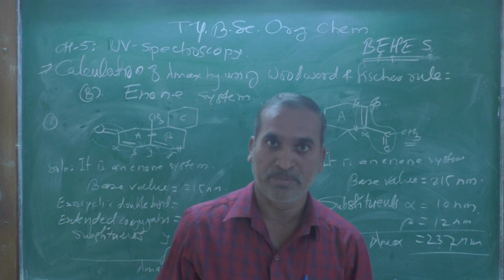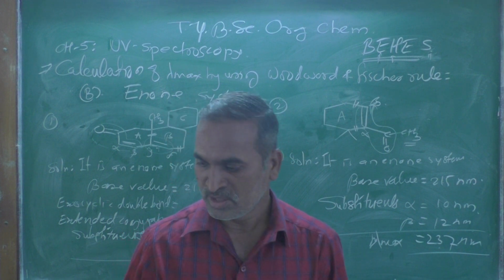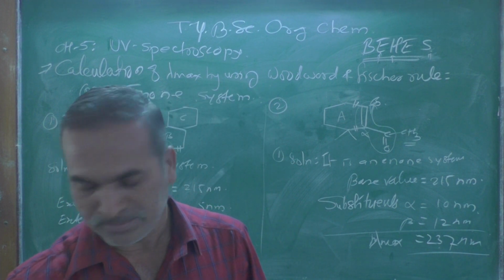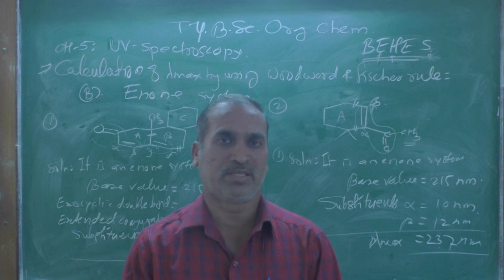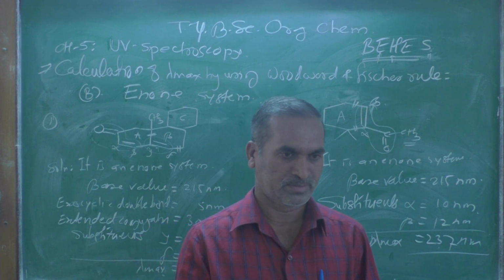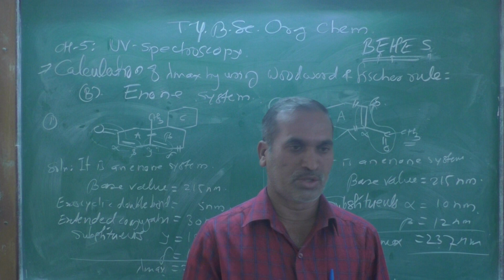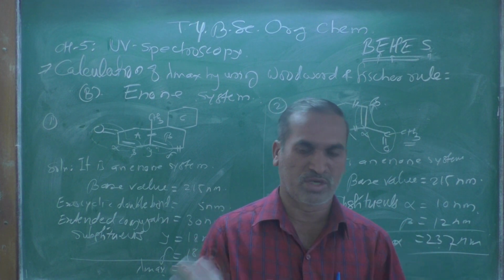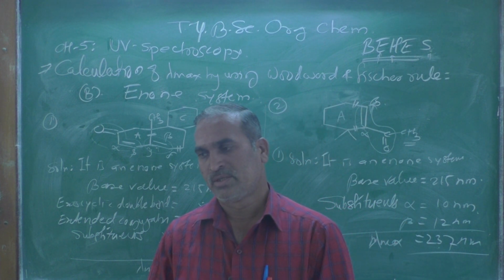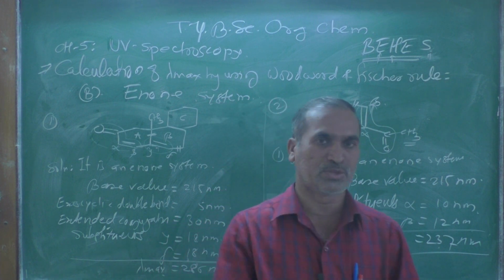So in this way you have to calculate systematically. I think these are enough examples to understand the enone system. Today we have considered only two examples. More examples we will see tomorrow.